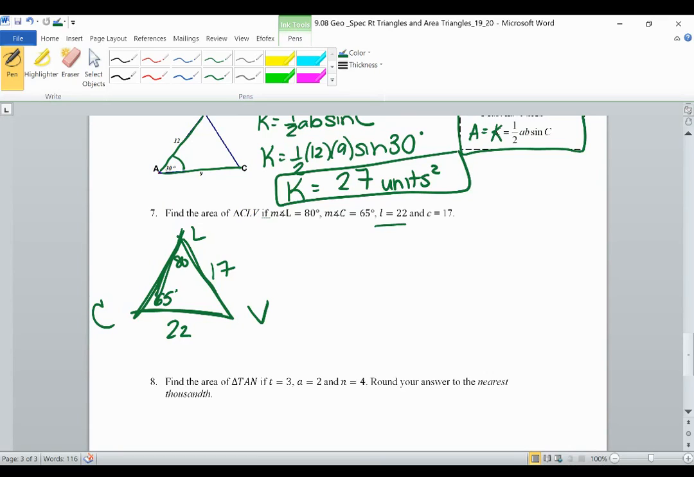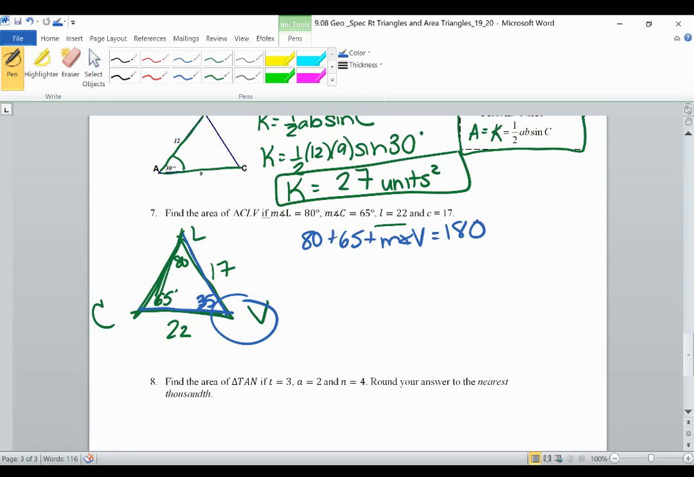So I look at this triangle and I ask myself, do I have side angle side? And the answer is no. I know this side and I know this side. What angle would be included between those two sides? That would be angle V. How do we find angle V? We do know that the three angles here add to 180. So I could do 80 plus 65 plus the measure of angle V equals 180, and then solve for angle V that way.